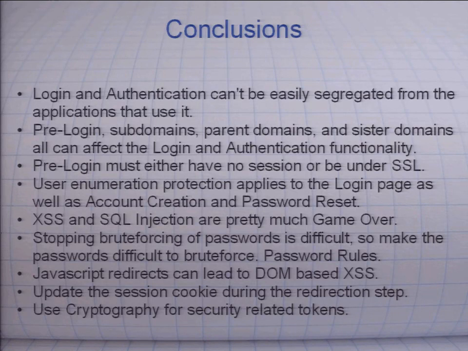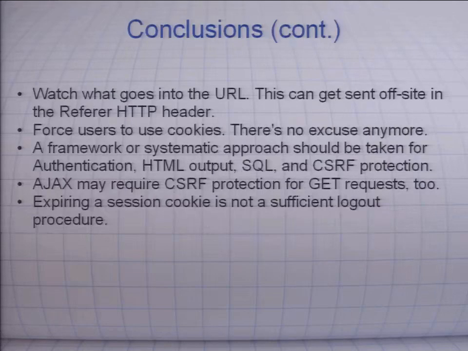Use cryptography for security-related tokens. You have to use real cryptography, not made-up cryptography. People can figure it out. Watch what goes into the URL, because this can go off-site in a Referer HTTP header. Force users to use cookies. There's no excuse anymore. Nobody's really using links to do their online banking. And so the backwards compatible functionality of having a no-cookies setup is not really a valid use case anymore, in my opinion.